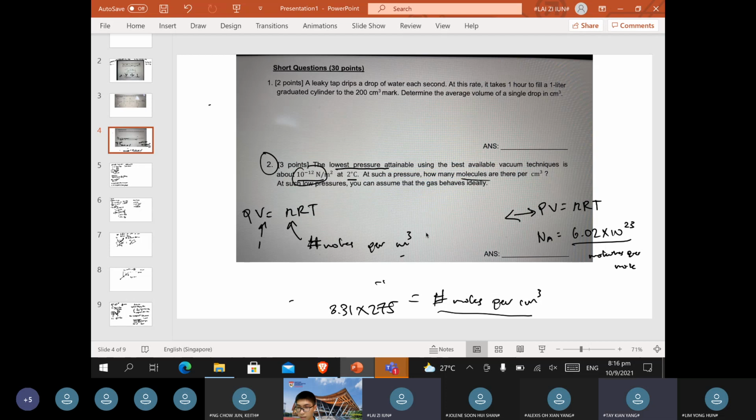Correct? Oh, okay, get it. Okay, nice. Thank you. No problem. So in case the rest don't understand, just to continue. If you let this be 1, it's number of moles per meter cube. If you let this be 1000, we are going to get the number of moles per cm cube, because 1000 cm cube is 1 meter cube. Okay?